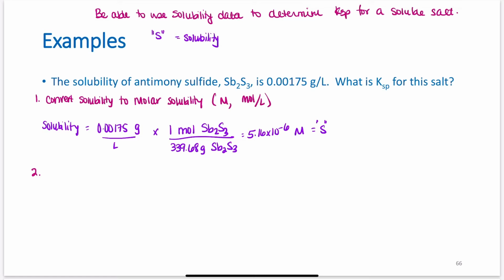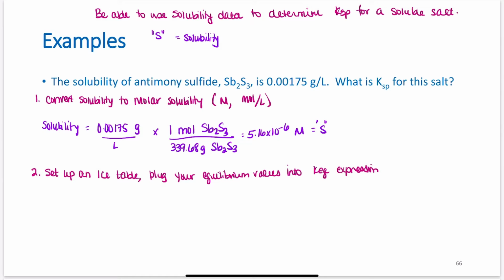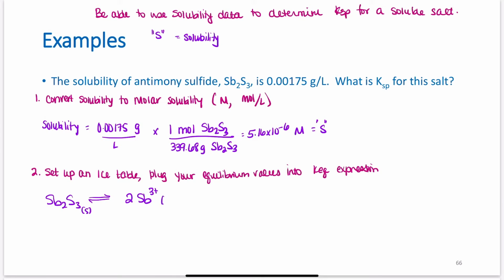Two, set up an ICE table, plug your equilibrium values into the Keq expression. So I've got Sb2S3, I apologize, Sb2S3, and that is a solid in equilibrium with 2 moles of Sb3+ and 3 moles of S2-.